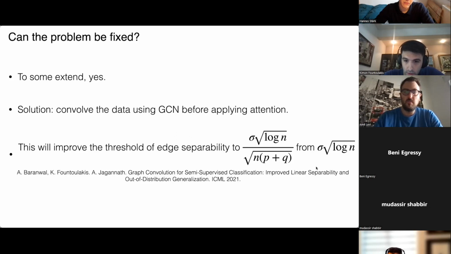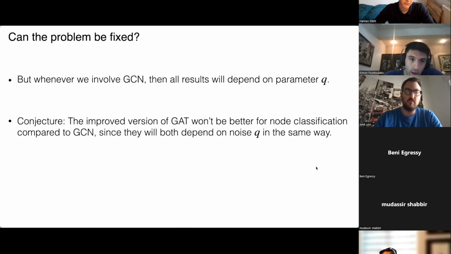This is a huge improvement. It's actually very easy to prove based on the previous paper that we have. It will probably take us one day to write this down. However, because now we are using GCN to improve GAT, the dependence of GAT is also going to depend on Q. And I have the same conjecture here.